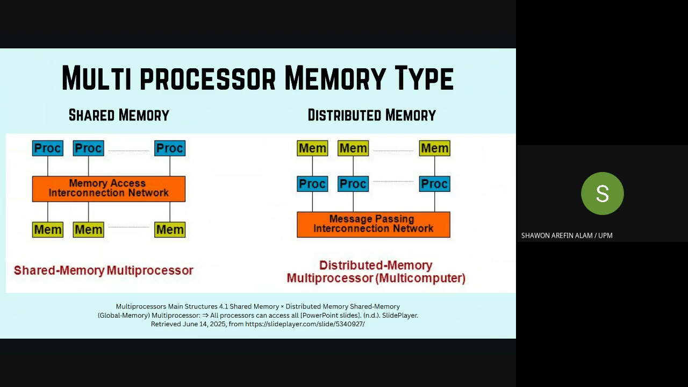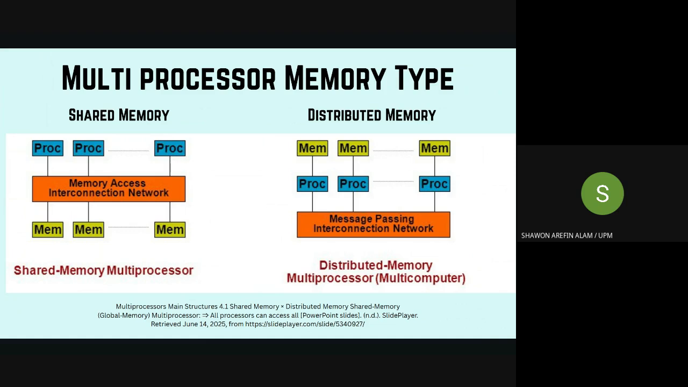In a shared memory system, all processors, shown as blue boxes, access the same pool of memory represented by the yellow boxes. They share this memory through a memory access interconnection network that ensures they can all connect to it smoothly. On the right, we can see distributed memory.